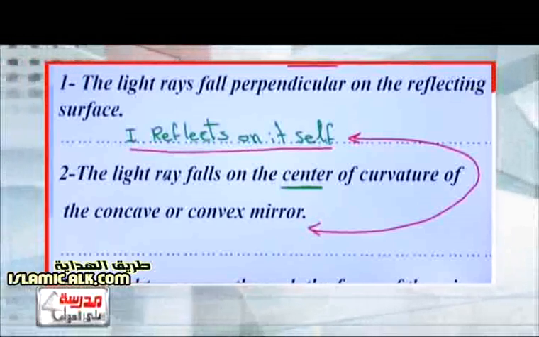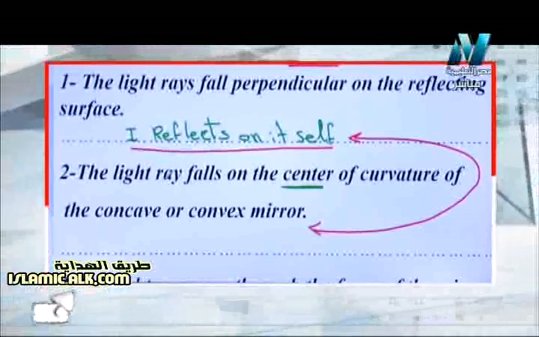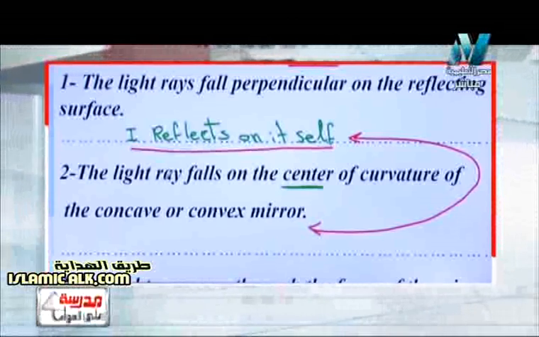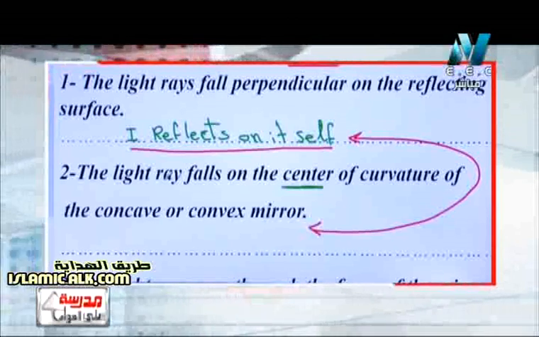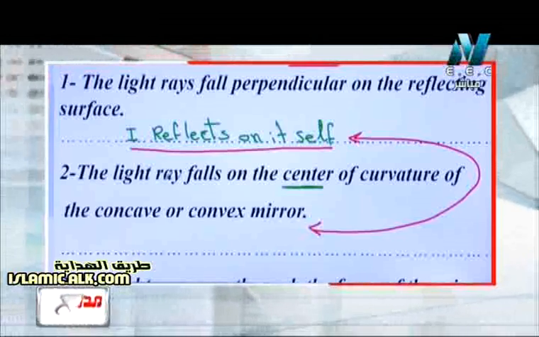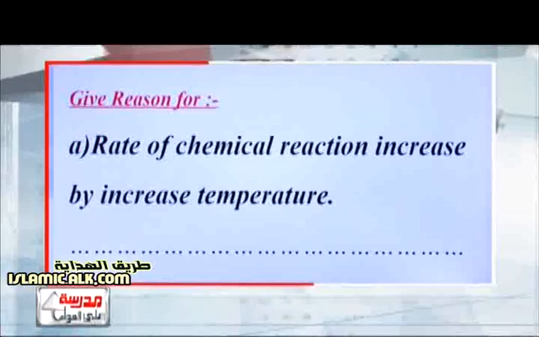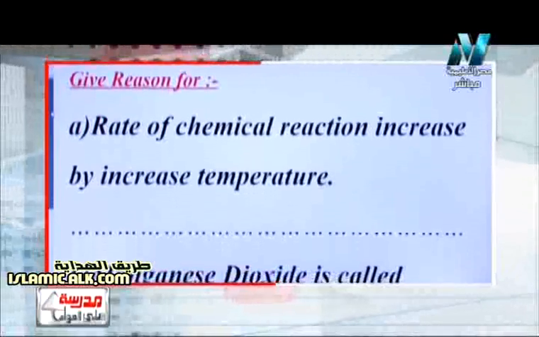In these questions, the two answers are the same, the first one and the second one. The first question, where the light ray falls perpendicular, is like saying the light ray falls through the center of curvature, because angle of incidence equals angle of reflection equals 0. We know this, we took it before in second prep and in third prep.